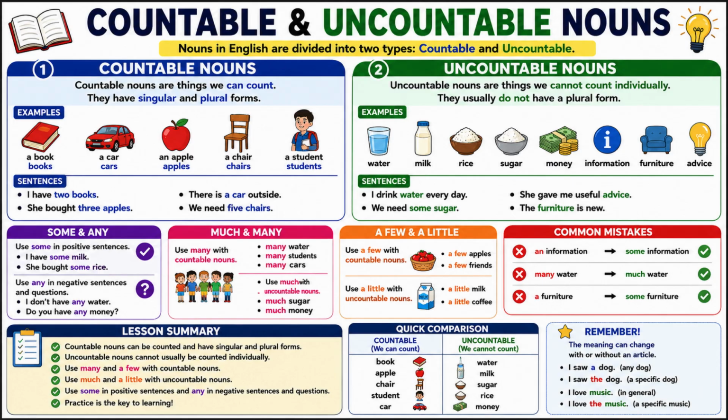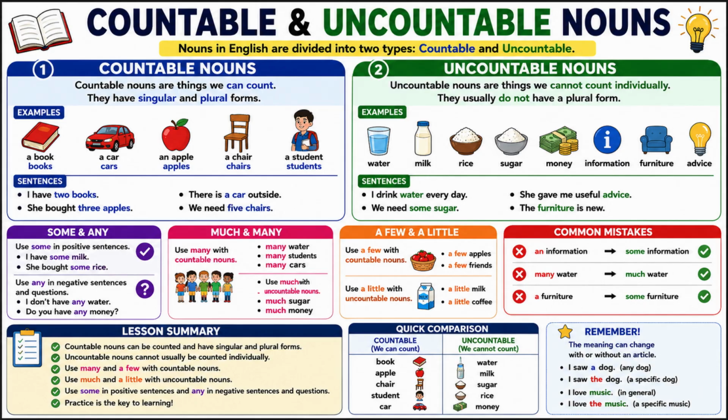So, let's get started. Countable and uncountable nouns. Nouns in English are divided into two types: countable nouns and uncountable nouns. 1. Countable nouns. Countable nouns are things we can count. They have singular and plural forms. Examples: a book, books; a car, cars; an apple, apples; a chair, chairs.